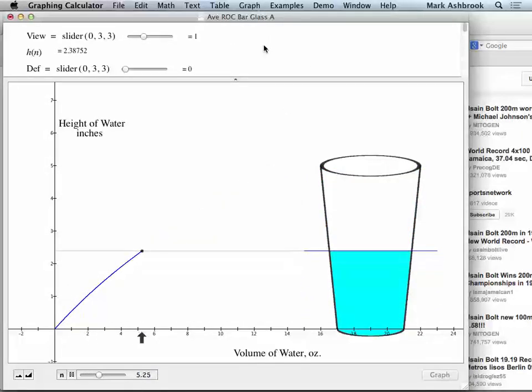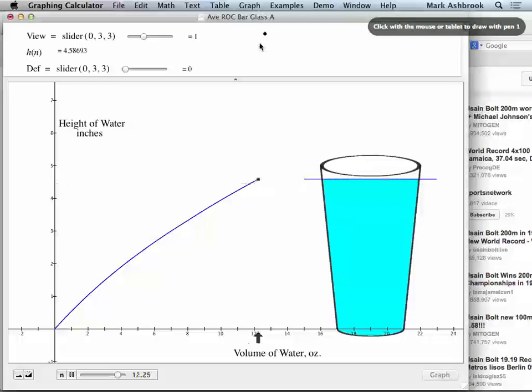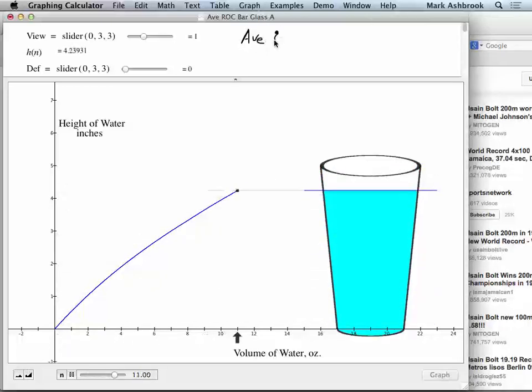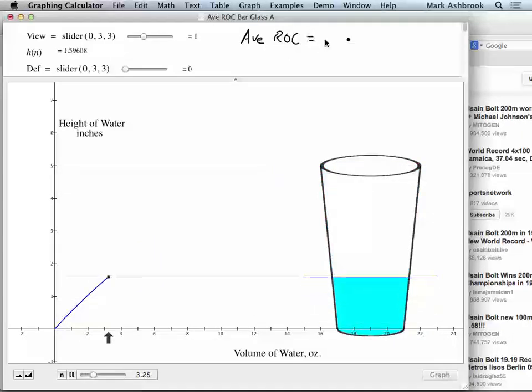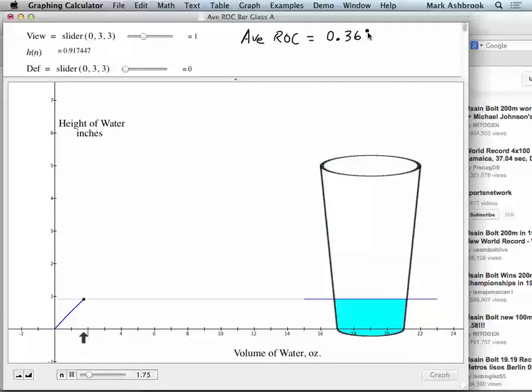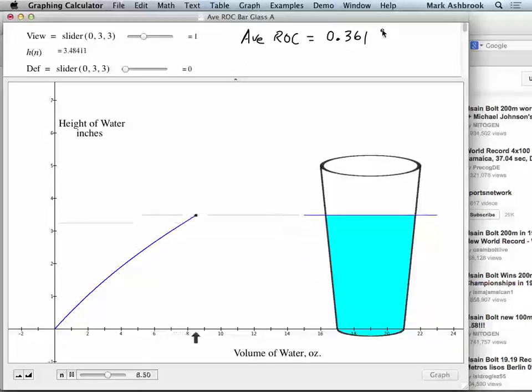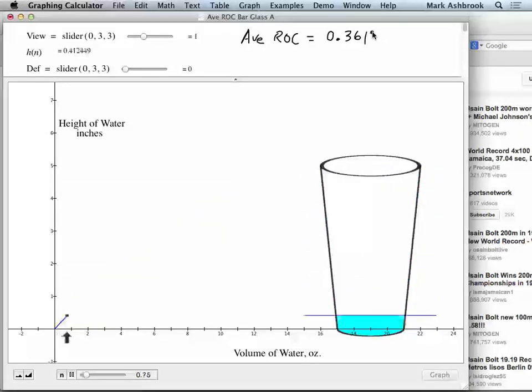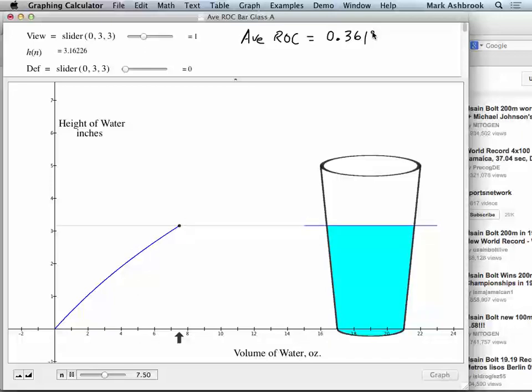What'd you get for the average rate of change? Let's write it down. Anyone get the number? Yell it out. 0.361? And what are the units on that number that you calculated? I have inches per ounce. Agree with that? Or is it ounces per inch or something else? Inches per ounce.